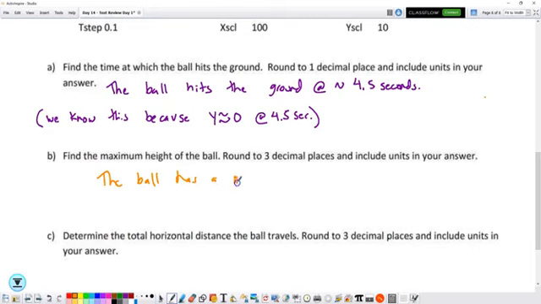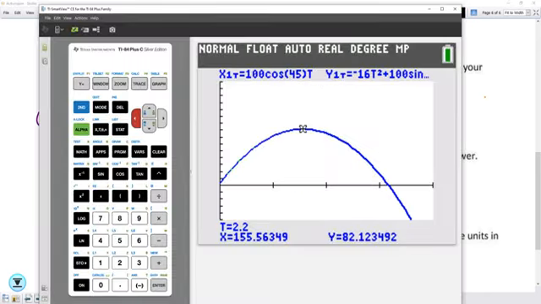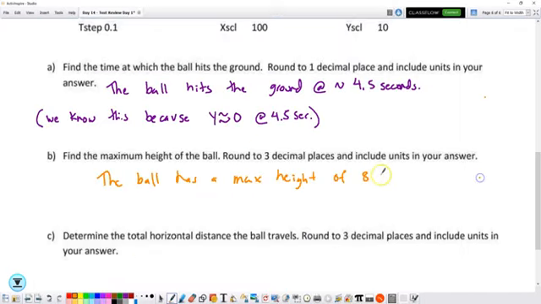As a max height of 81. I feel like it was 82. Yeah, no, it was 82. 82.13 feet. And just as a note, we trace for the highest y value.